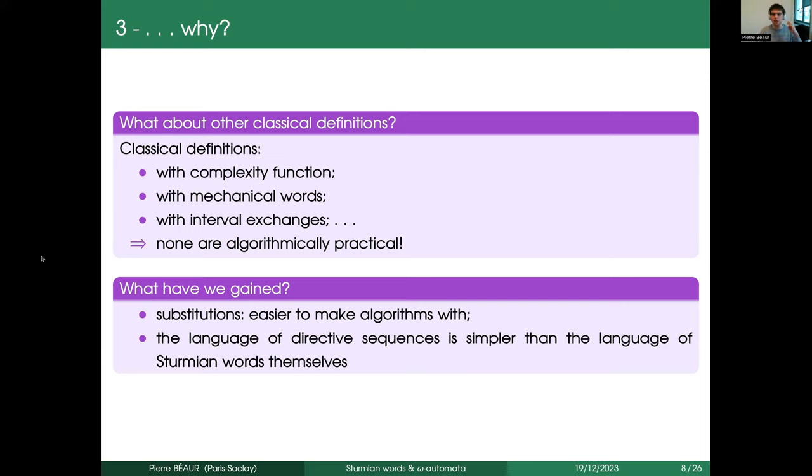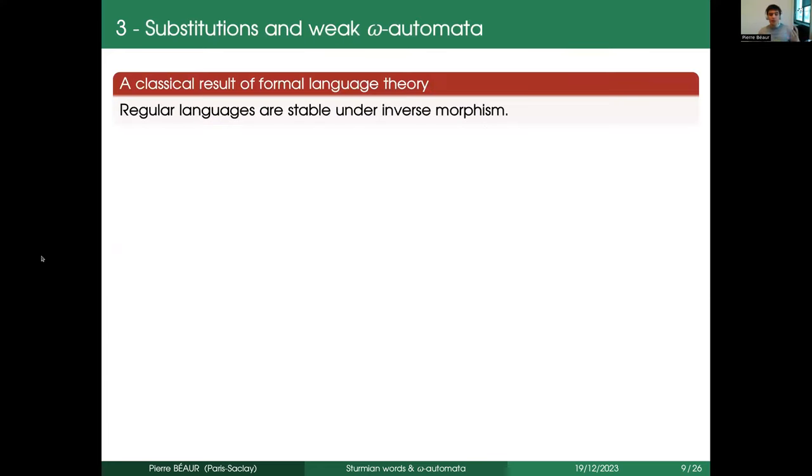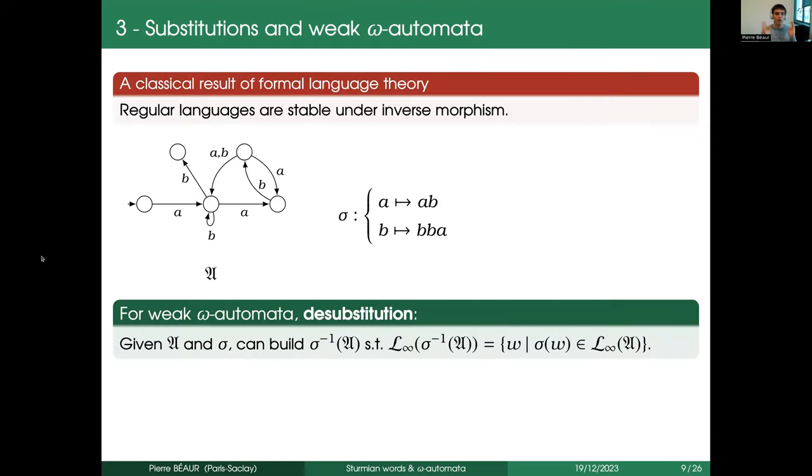Okay. Now that I have substitutions, the question is, what do I do with substitutions and omega automata? Well, the thing is, I will remind you of results from formal languages. Regular languages, that is often seen in bachelor courses, regular languages of finite automata are stable under inverse morphism. What does it mean? It means that if I have an omega automaton and a substitution, I can build a new omega automaton whose language is the pre-images of the first one through the substitution.